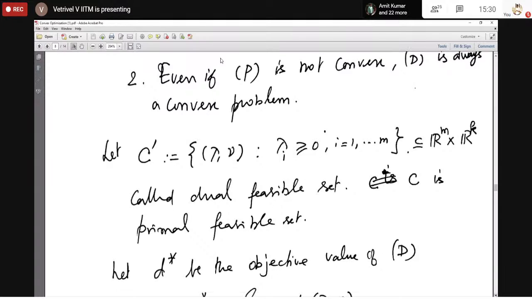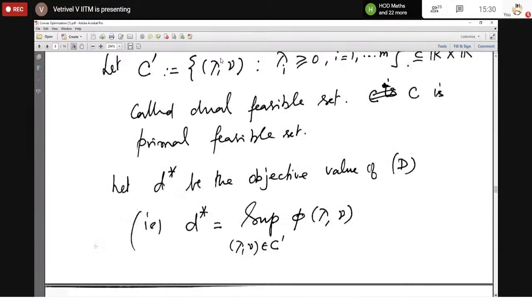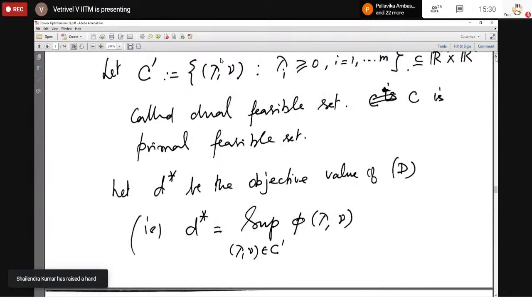Now let us find D star, the objective value of D. Let us say P star is the objective value of the primal problem. In linear programming, we have studied that the primal objective value is the same as the dual objective value. Here, in general, this is not the case for a general optimization problem. There is a duality gap. So now D star is defined. What is D star? By definition, the maximum, because it's the solution of the dual problem: the supremum of phi of lambda, nu, where lambda, nu belongs to the feasible region.